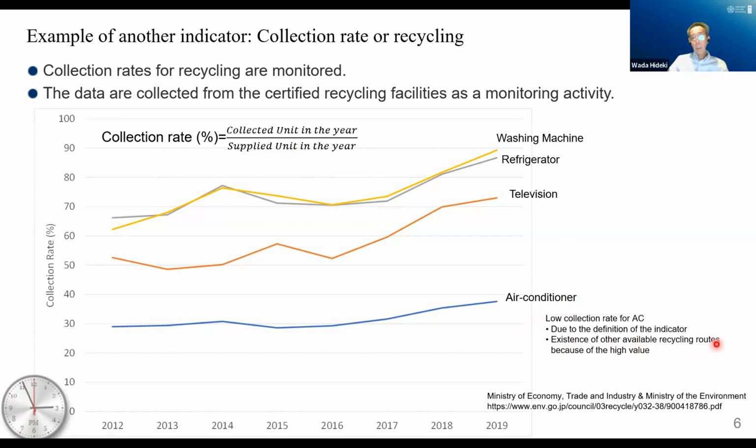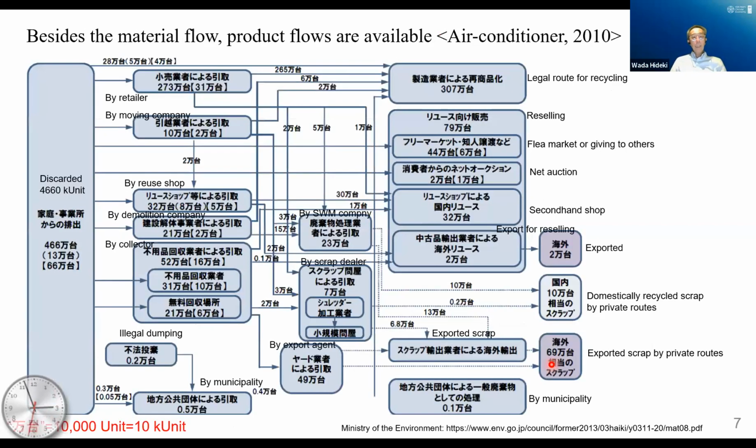And another reason to consider is that due to the high economic value of the air conditioner, the waste flow leaked from the official recycling route would not be negligible. There are a lot of parts dealt with by private companies outside of the official recycling route. Actually, this is a material flow for air conditioner.